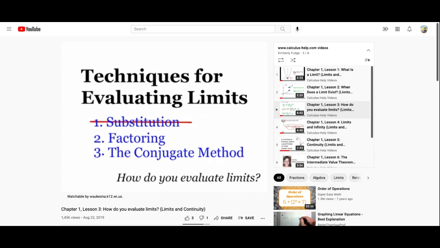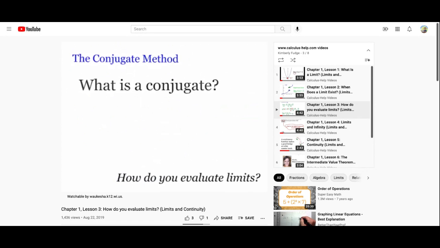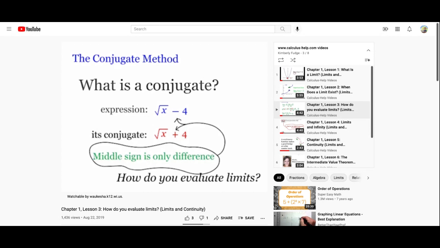If the substitution method fails and the factoring method fails, you're not without hope. You can still try the conjugate method. Before we talk about the conjugate method, though, we might as well figure out what a conjugate is first. Take a look at this expression, the square root of x minus 4. Now, this is a plain old two-term expression. However, it is easy to make a conjugate. All you do is change the negative sign in the middle to a positive sign. The conjugate of the square root of x minus 4 is the square root of x plus 4. That's all there is to it.